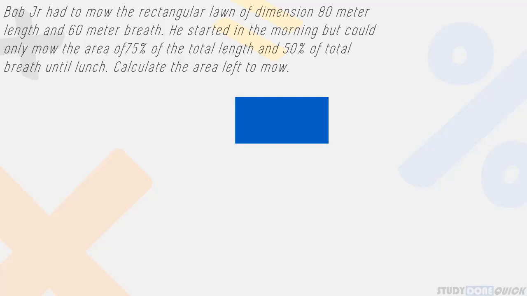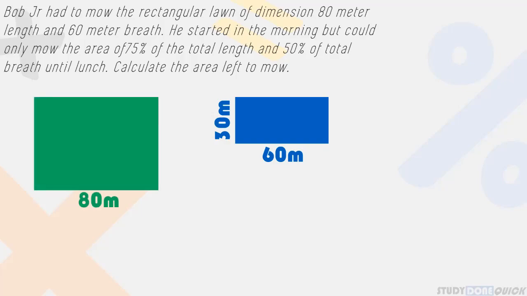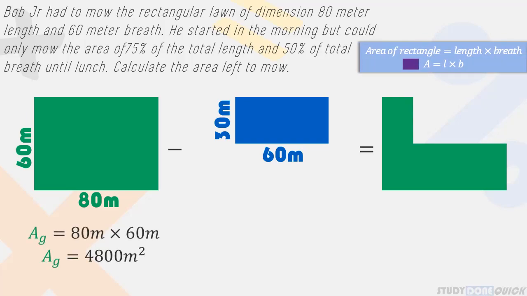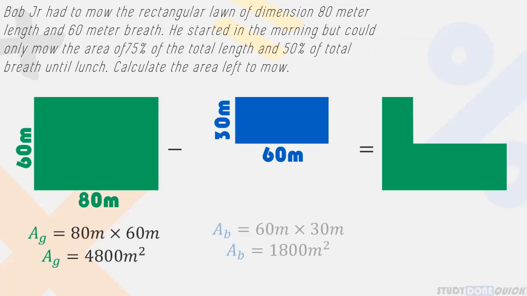Now we have both the length and breadth of the area already mowed, and all we gotta do is find the total area and subtract the area already mowed by Bob Jr. And that would give us the area that he still needs to mow. By simple multiplication, we can find that the total area is 4800 meters square and the area already mowed is 1800 meters square. So the area still left is 3000 meters square.